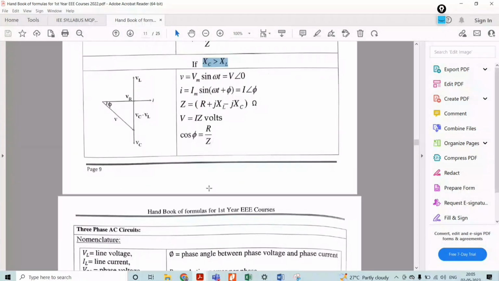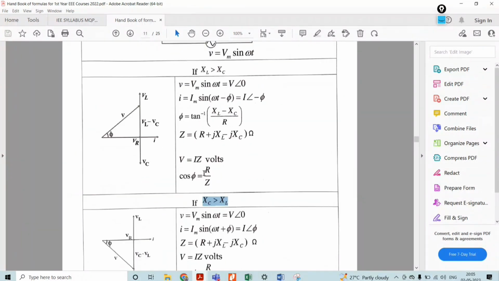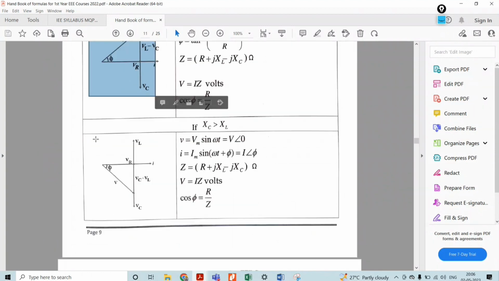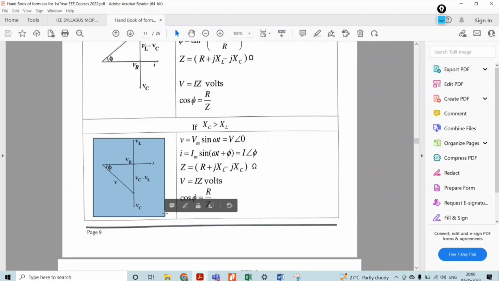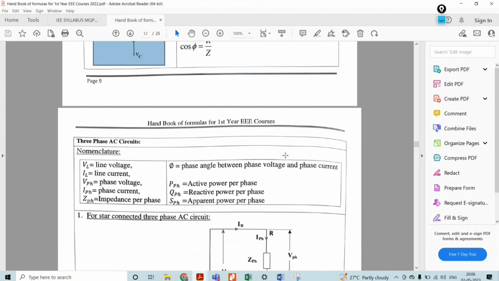Then one more case is there, XL equal to XC, but it is not mentioned. But in my regular class I did that. That is Z is equal to R, because it acts as a pure resistance. Then current and voltage are both in phase with each other. Remember these vector diagrams. If not, they are also provided in your data handbook itself. To solve your numericals, you can make use of this. Effectively you can solve.